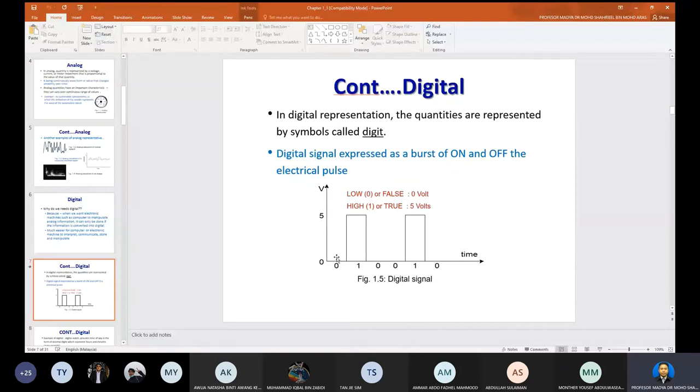For example, like this, this is a digital signal. Actually, this is what we call the ideal digital pulse or digital signal. You can see this one.